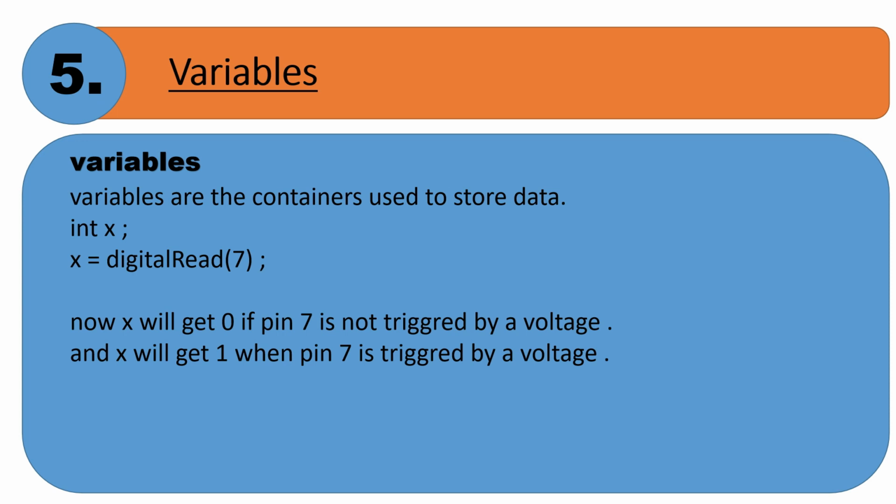So here it is: int x. Here int is a data type which will store numbers, but it only stores normal numbers, not floating numbers. Meaning it can store 1, 2, 3, 4 and so on, but not 1.1, 1.2, 1.3, etc. And x is a variable. You can use any name for the variable, like you can give your own name, anything, but keep in mind that you cannot give a function name as a variable name. Like you cannot give digitalRead as a variable name, because it is already used in our code.